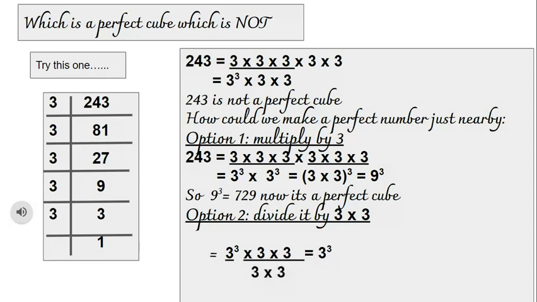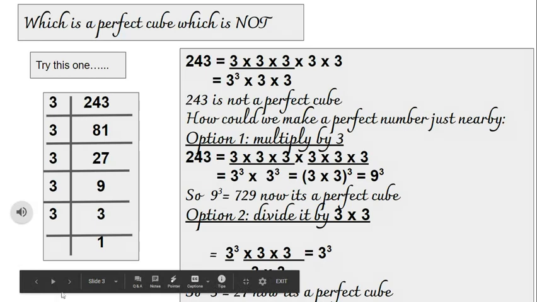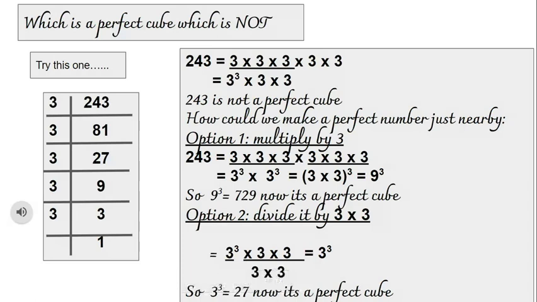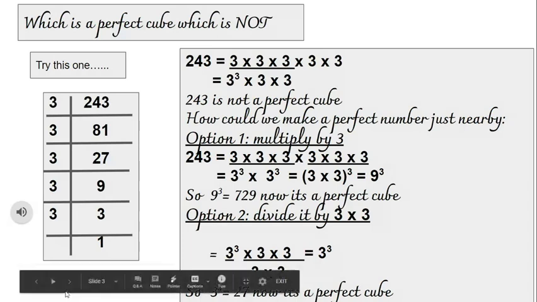So when you divide by 3 into 3, then your product becomes 3 cube, because the 3 into 3 and the denominator 3 into 3 would get cancelled. So 3 cube would be 27. So when you divide 243 by 9, it becomes 27. So now this 27 becomes a perfect cube. That means by multiplying or dividing by a certain number, you can always reach a perfect cube from a given non-perfect cube, right? The same way we already did in square roots also.